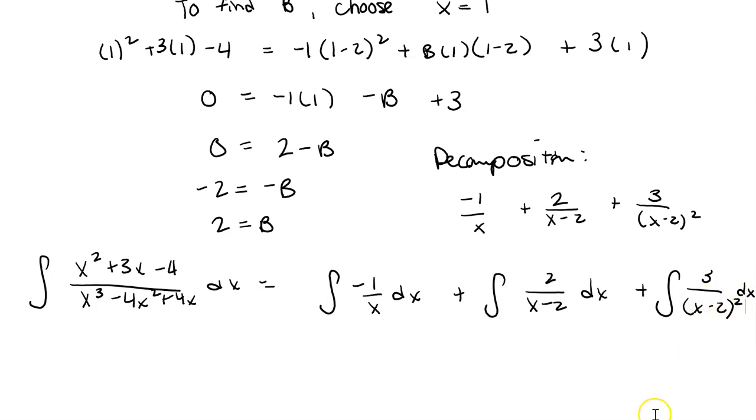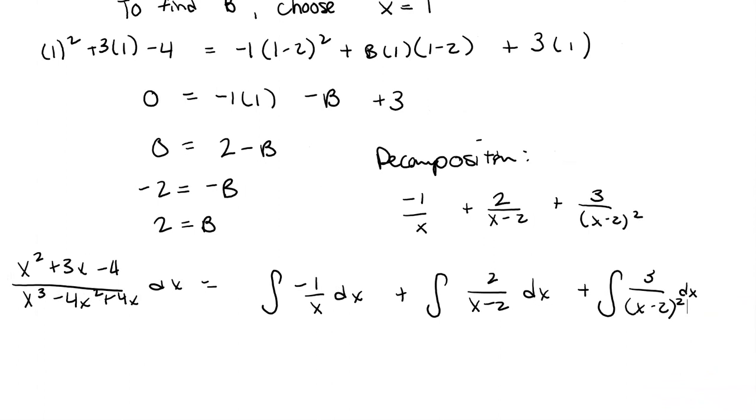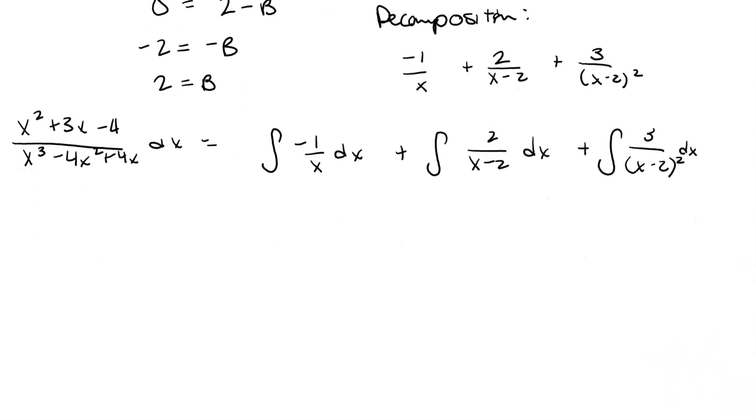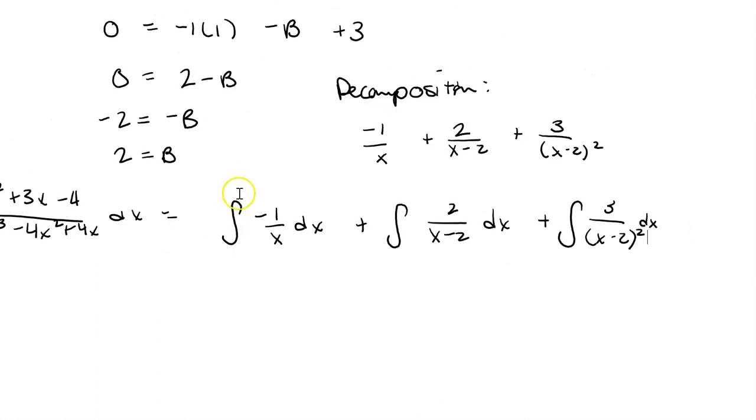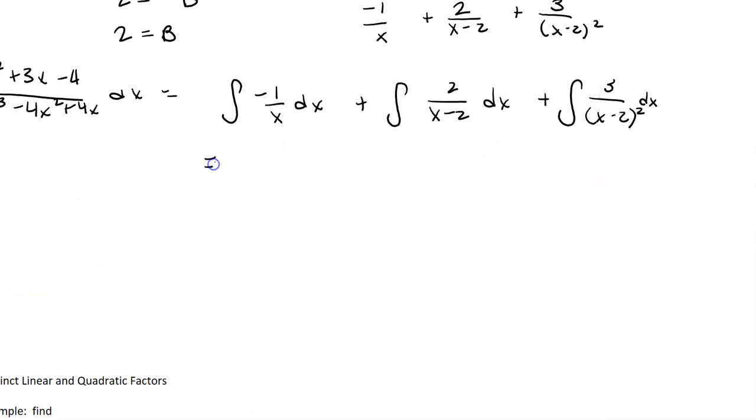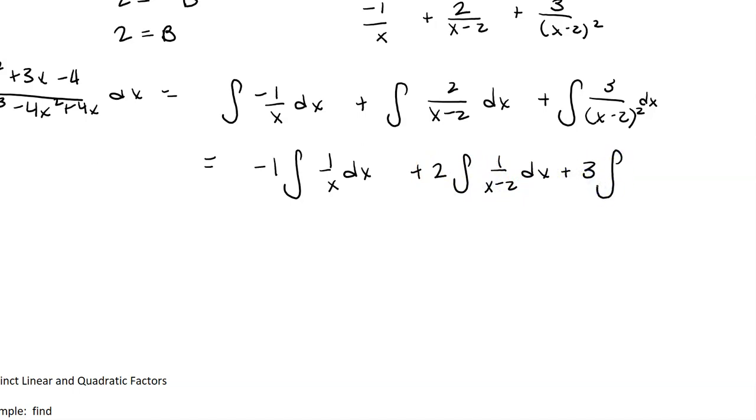Okay, so let's deal with each of these integrals. The first thing I'm going to do is convert them to something that I know how to integrate by moving some constants around or moving some exponents around. So here, I would have negative 1 times the integral of 1 over x dx, plus 2 times the integral of 1 over x minus 2 dx, plus 3 times the integral of, let's make this one x minus 2 to the negative 2 power dx, because that's something we know how to integrate, and we can just pop that term up as long as we change the sign of the exponent.